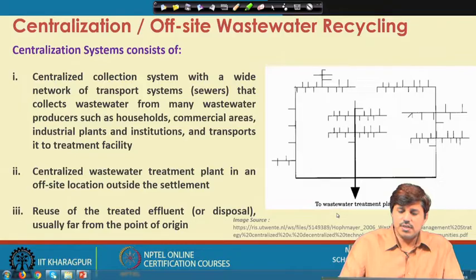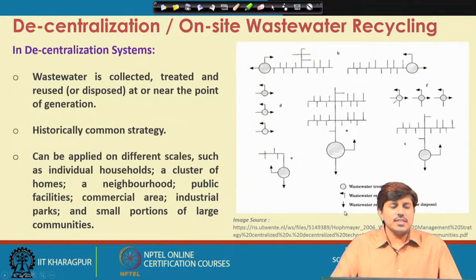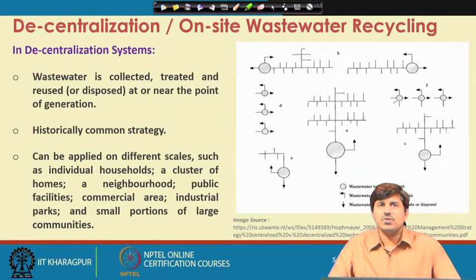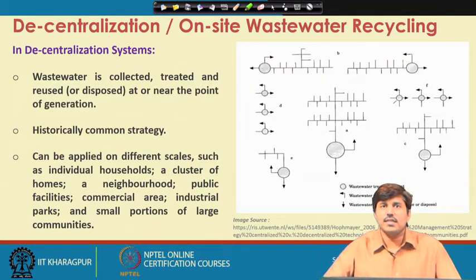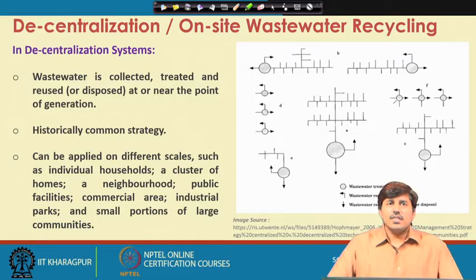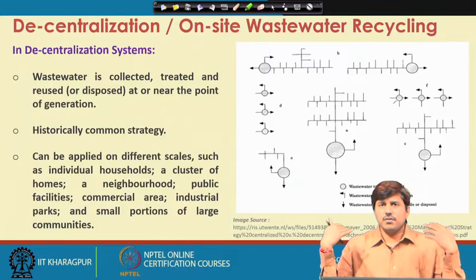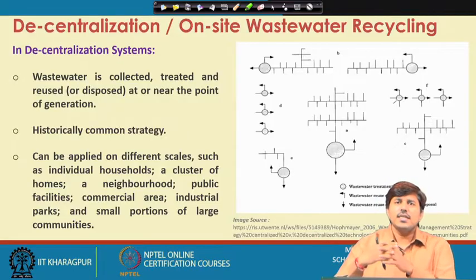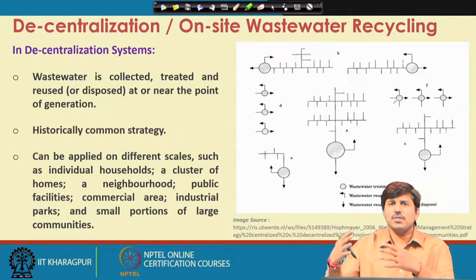Now, for the decentralized system, the wastewater is collected, treated or reused at a point which is very close to the point of generation. This has been a historically common strategy, because of the way civilization developed. The concept of a sewerage network collecting the entire city's sewage together and then processing it in a central facility is a relatively much newer concept. Much newer means probably in the beginning of the 19th century or so.